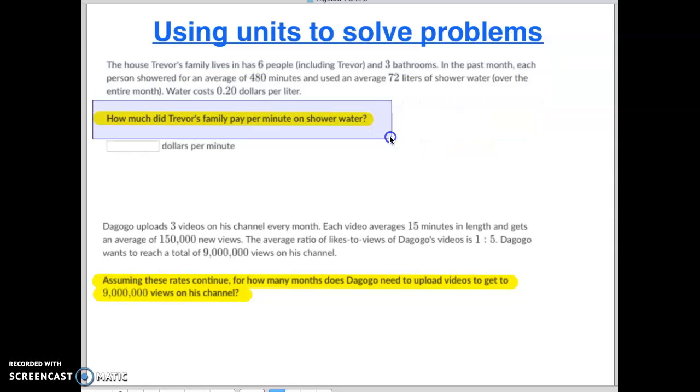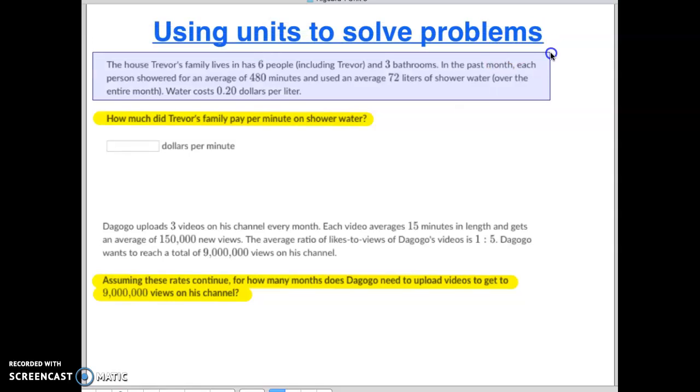So in this one, how much should Trevor's family pay per minute on shower water? So all we got to worry about is all the information we need to figure out how much they paid per minute for shower water. So the house Trevor's family lives in has 6 people, including Trevor, and 3 bathrooms. In the past month, each person showered for an average of 480 minutes and used an average of 72 liters of water over the entire month. Water costs 20 cents per liter.